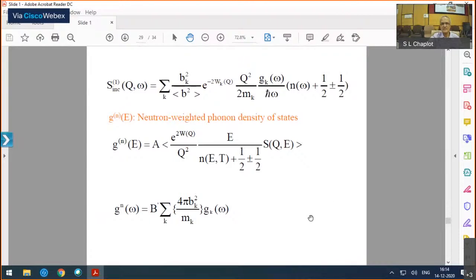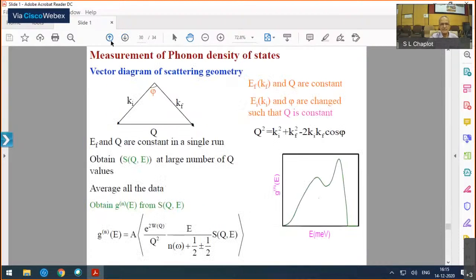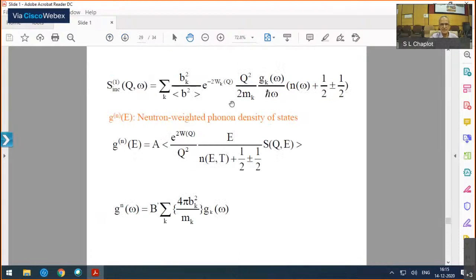Now, further than this, the next issue with polycrystalline samples in measuring phonon density of states is the multiphonon correction. Okay, before I go to multiphonon correction, let me just talk about this.